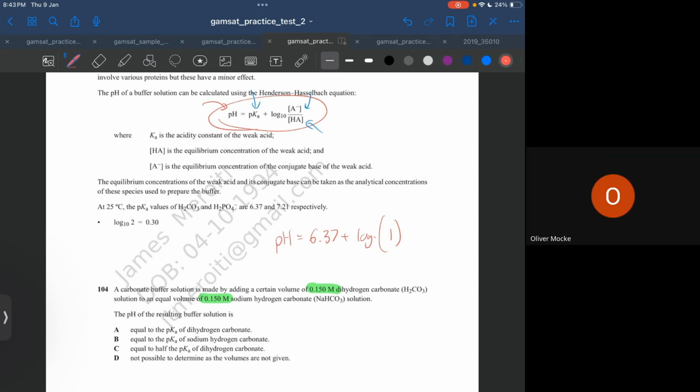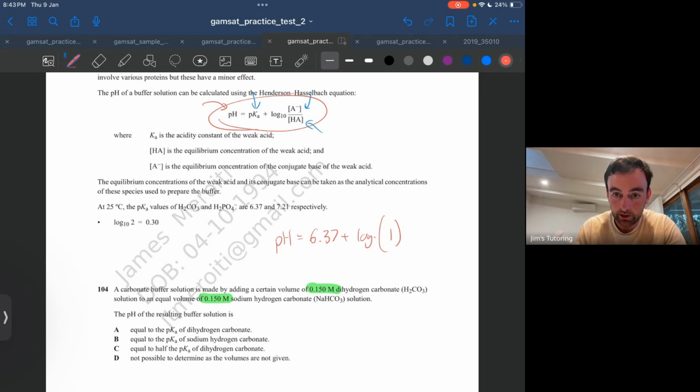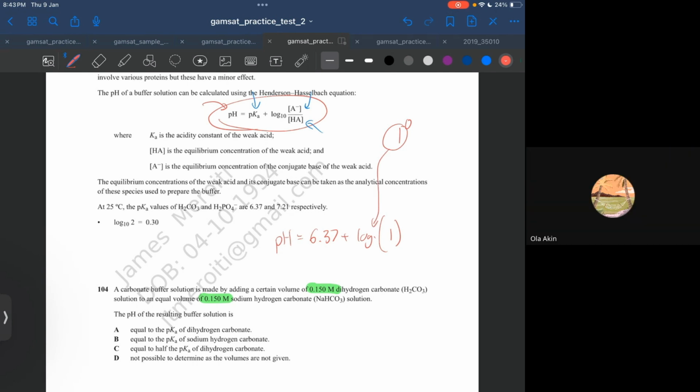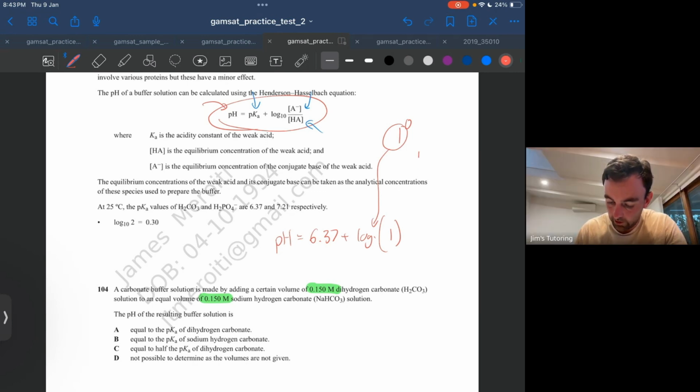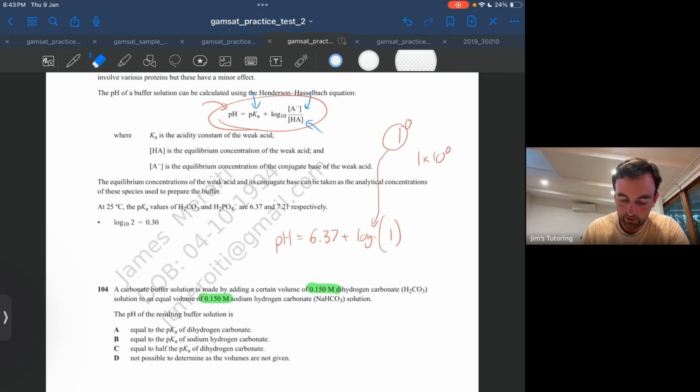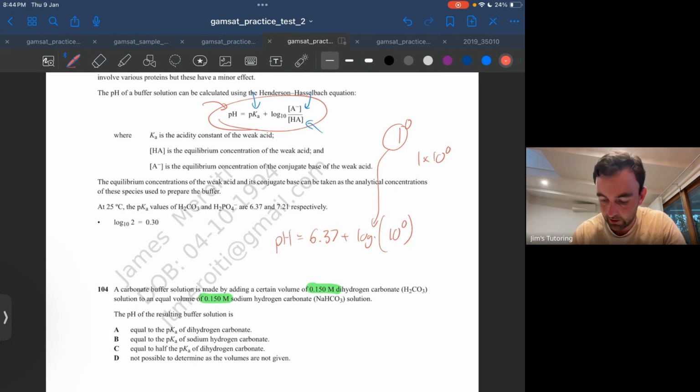1 to the 0? Well, that's correct. But remember, we need the number at the base to be the same as the logarithm or else it doesn't work. 1 times 10 to the 0. So any number to the 0 equals 1. So we can just make this 10 to the 0. And then the second step of our process is that becomes the answer. So this simplifies to 6.37 plus 0, which is just 6.37.